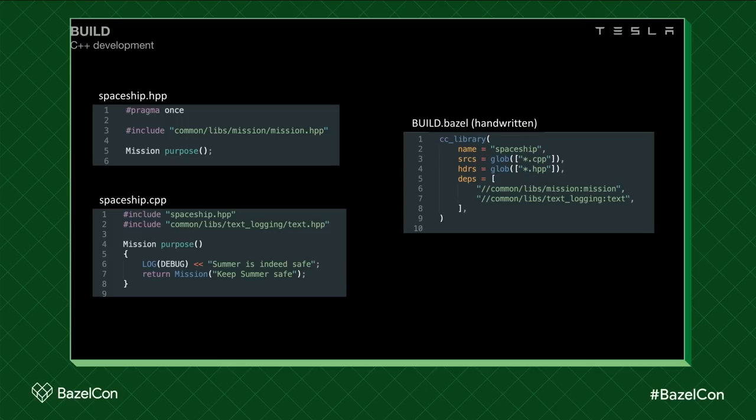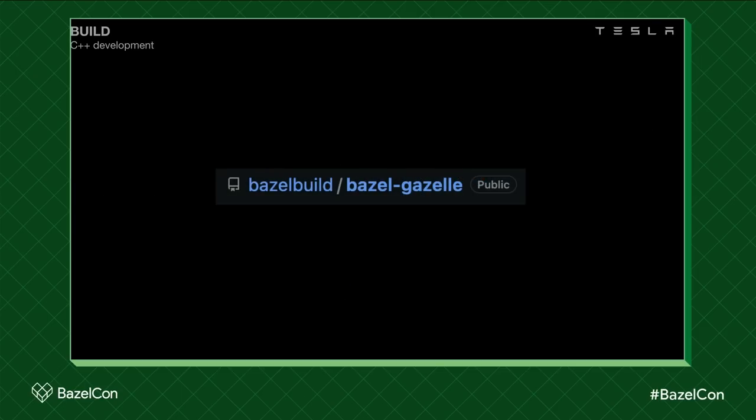Our goal is to allow engineers to stay focused on the C++ code, and the Bazel targets should be inferred from the source code. So to do that, we use a tool called Gazelle. Gazelle reads source code and updates or generates the build file. And it can be extended to support any language. So we added support for C++. In order to make full use of the plugin, we've established some best practices.